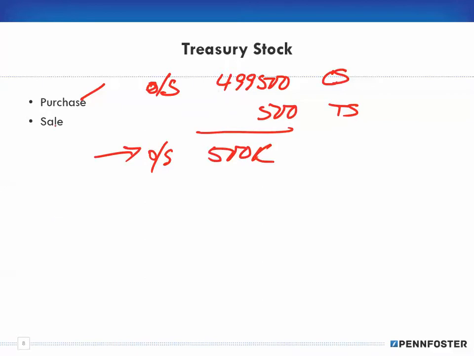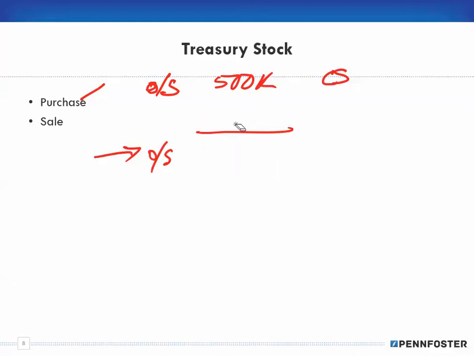Now, we can take this 500 shares of treasury stock and we can sell it back into the marketplace. If we do that, well then we no longer have that treasury stock because it's back out in the marketplace, and our outstanding shares of common stock will then become 500,000. So we're still maintaining the 500,000 outstanding shares. It's just a matter of we took it out of the marketplace and we put it back into the marketplace.